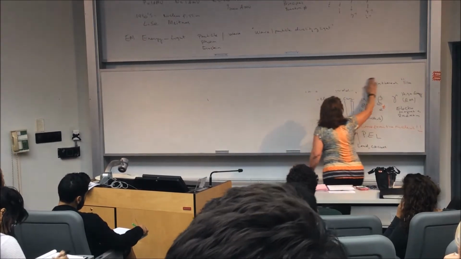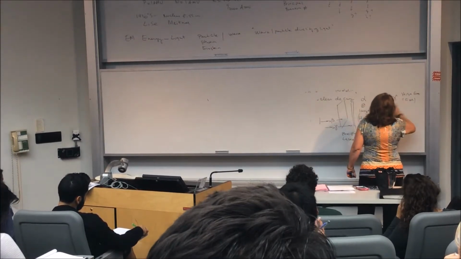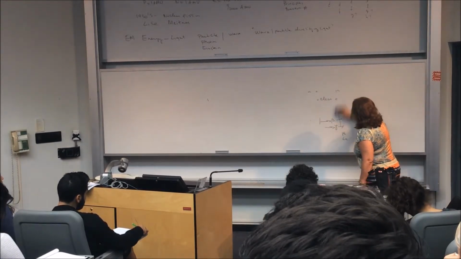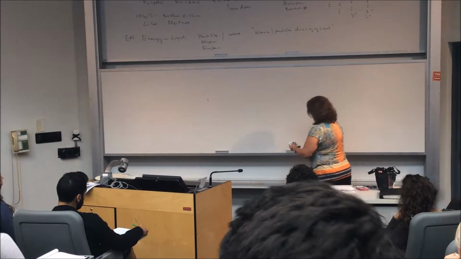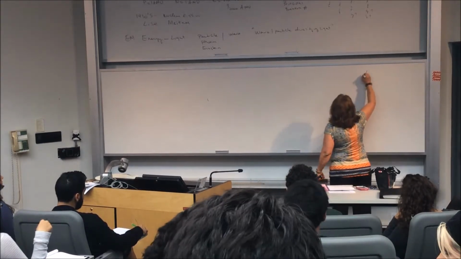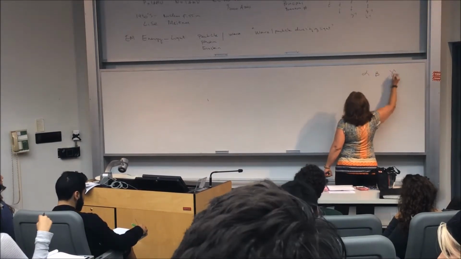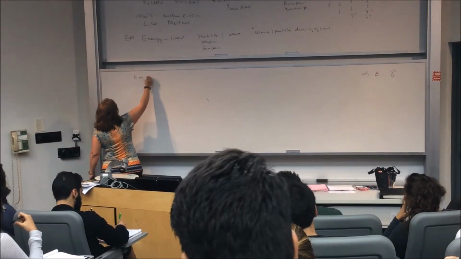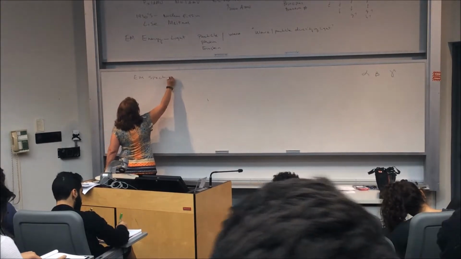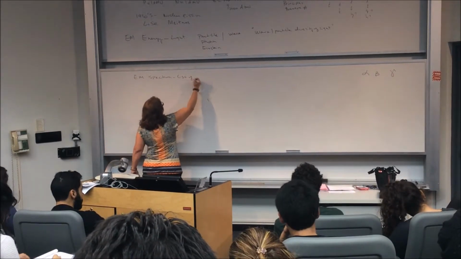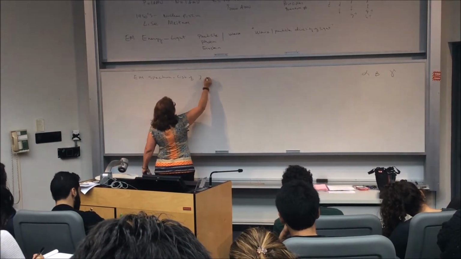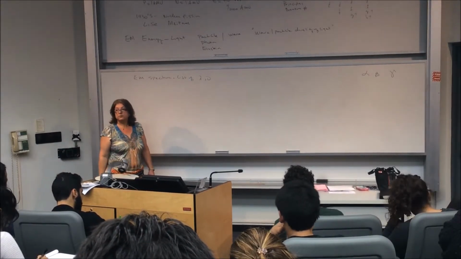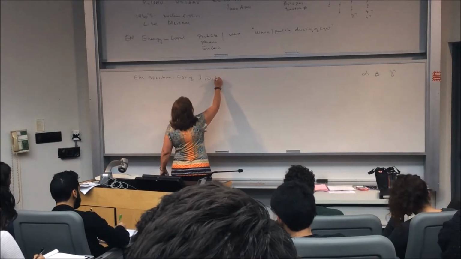So tell me, what is the electromagnetic spectrum? Different wavelengths of light. The colors are part of it, right? So the EM spectrum is a list of wavelengths, frequencies, and energy.